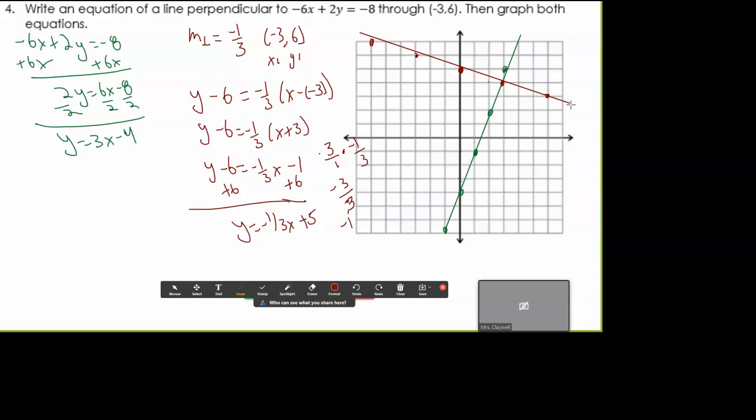So parallel lines have the same slope and never cross. Perpendicular lines form a 90-degree angle and have negative reciprocals as slopes.